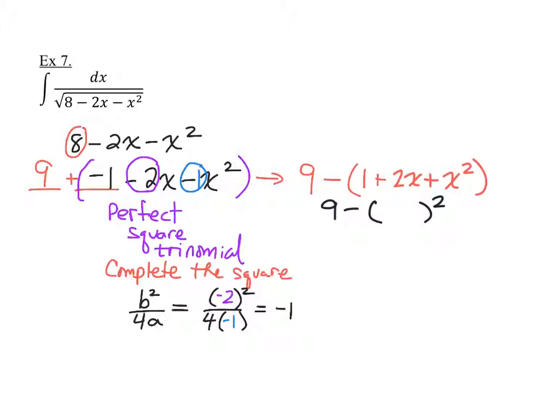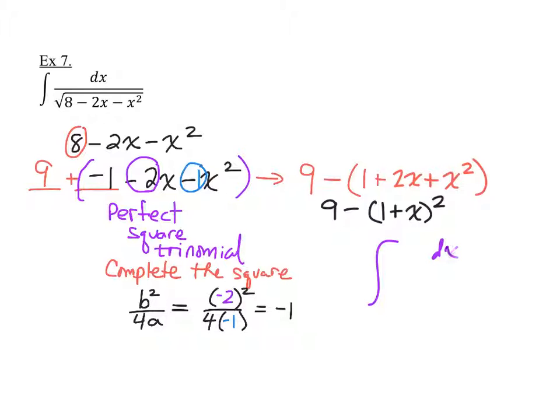Should be a binomial squared. Give me two numbers that multiply to 1. 1 and 1. Give me two numbers that multiply to x squared. x and x. So 1 plus x. All right, so we just completed the square to write a trinomial as a binomial, where this is one term of the binomial and this is the other term of the binomial.